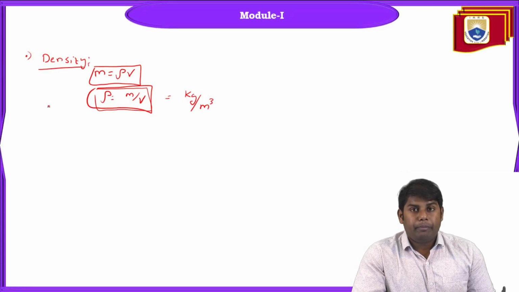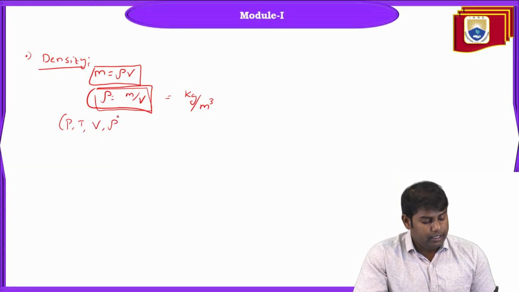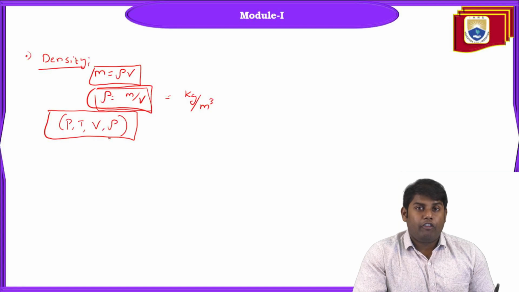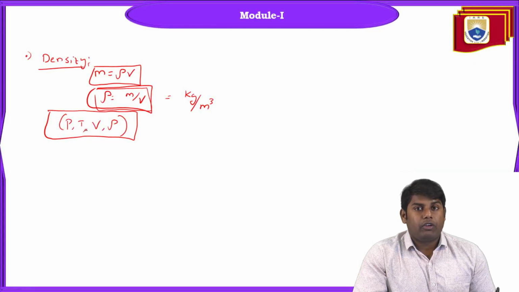So the primary flow variables, or the basic flow variables present for the fluid flow, are pressure, temperature, velocity vector, and density. Now these primary flow variables depend upon two entities: one is called time, the other one is space.